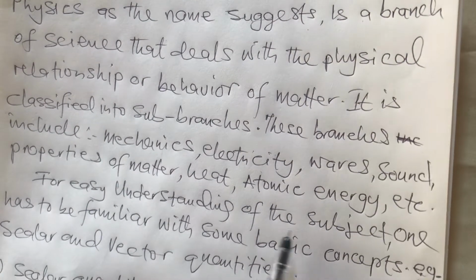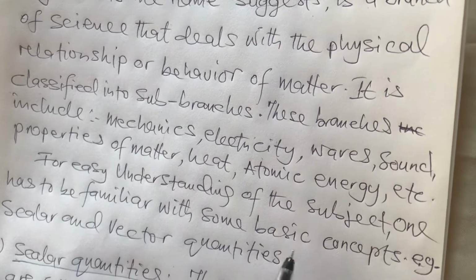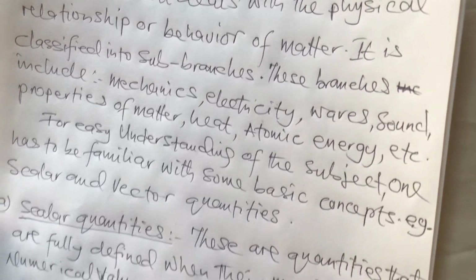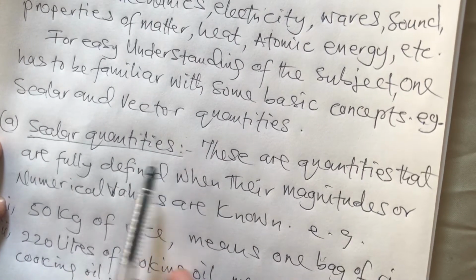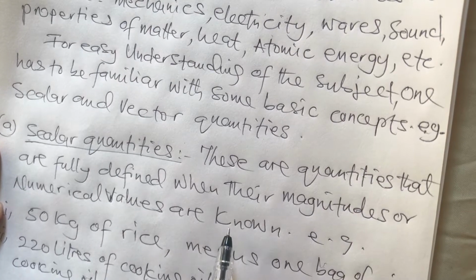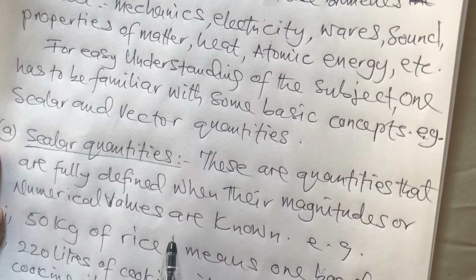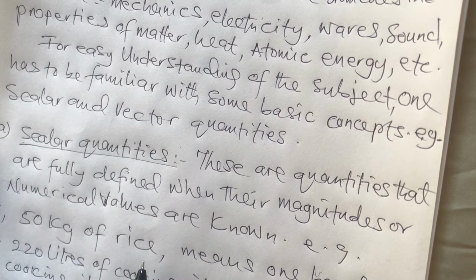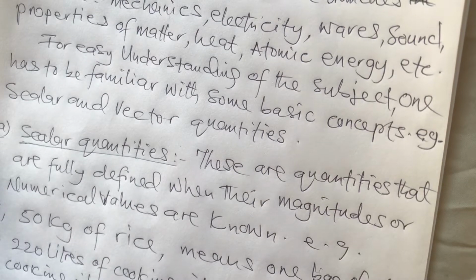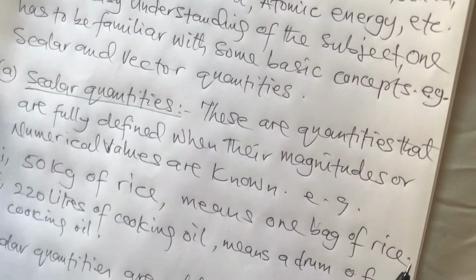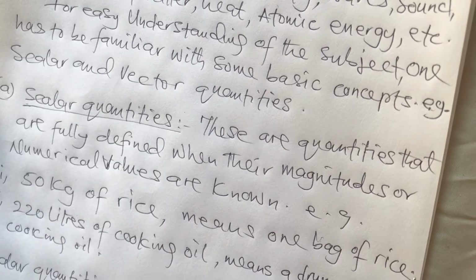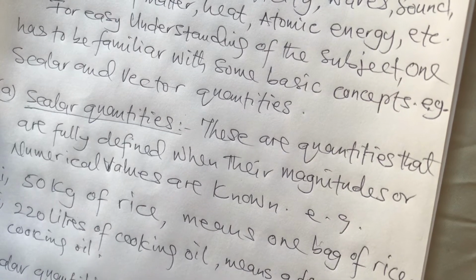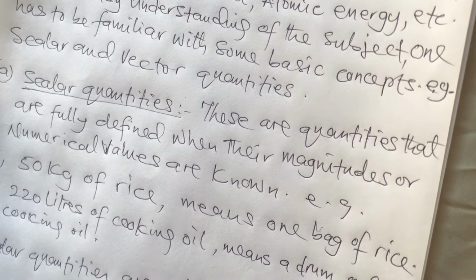For easy understanding of the subject, one has to be familiar with some basic concepts, e.g., scalar and vector quantities. A. Scalar quantities. These are quantities that are fully defined when their magnitude or numerical values are known, e.g., 50 kilograms of rice means 1 bag of rice. You don't need explanation. If you tell somebody 50 kilograms of rice, he knows that you are talking of 1 bag of rice. Or 220 liters of cooking oil means a drum of cooking oil.